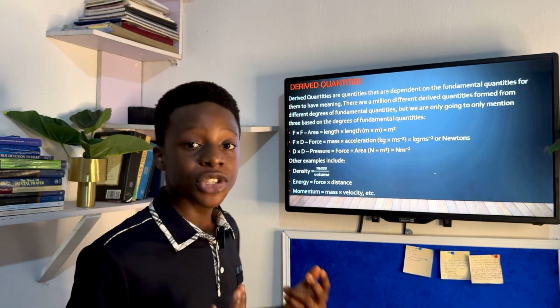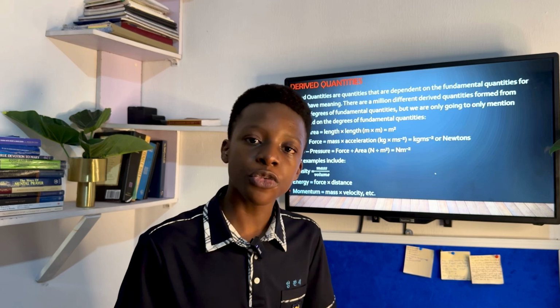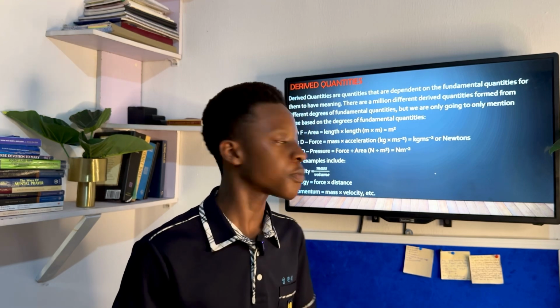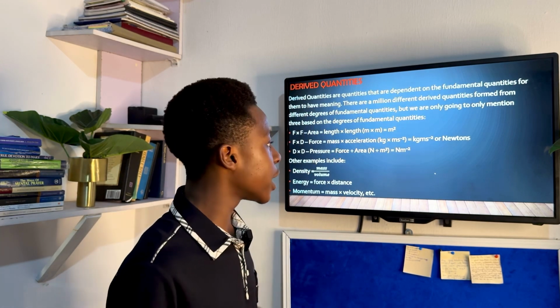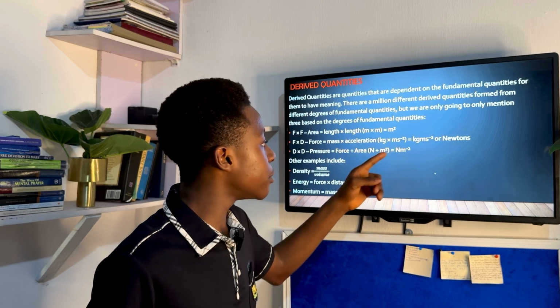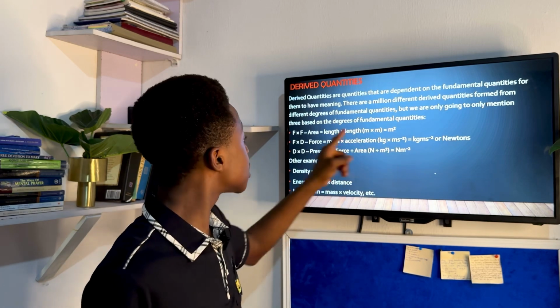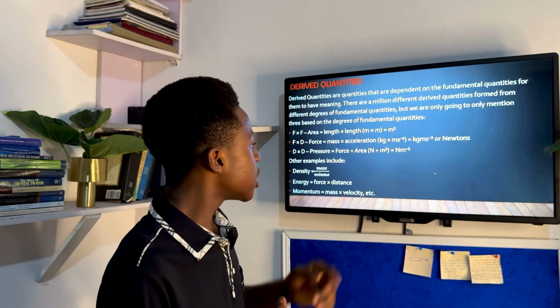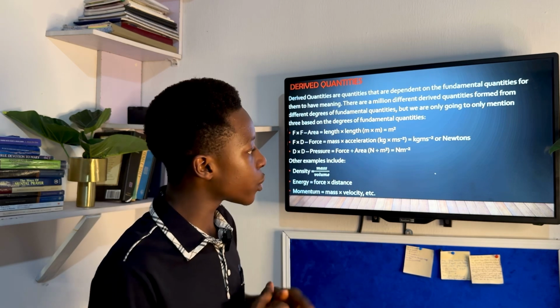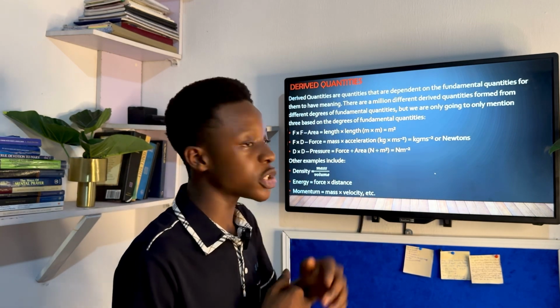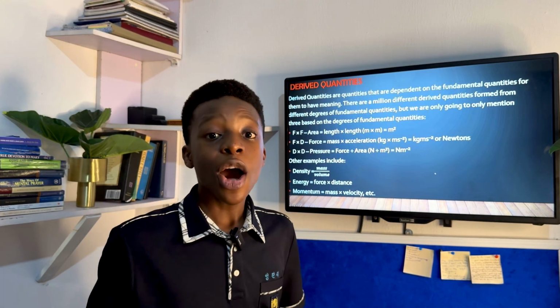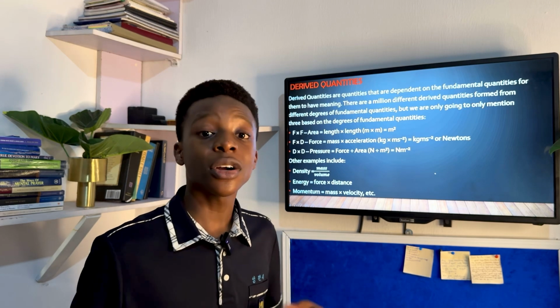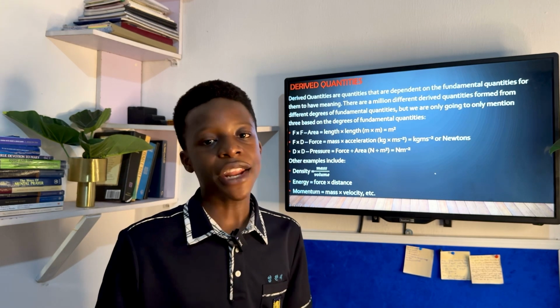And lastly, 2 derived quantities coming together to form a derived quantity is pressure. Pressure is force divided by area, which is Newton divided by meters squared. Remember that force was newtons and area is meters squared. So this is Newton divided by meter squared to give us Newton meter raised to the power of -2. Other examples of derived quantities are density, momentum, and energy.